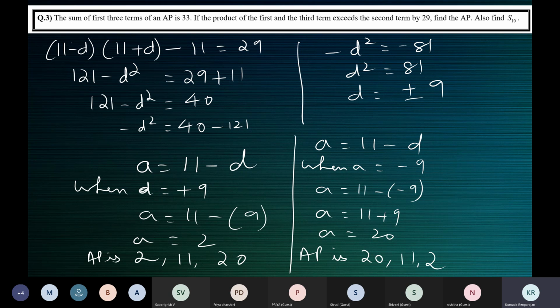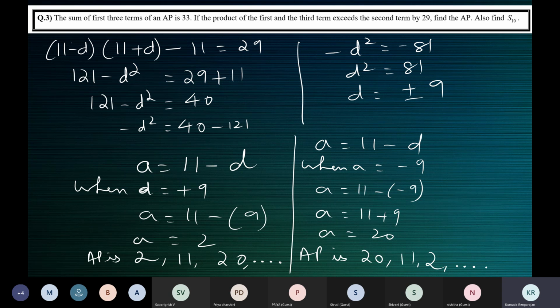Now these are two different APs. They're not the same. I just meant that the numbers are the same. They have different first terms and different common differences, so they are not the same AP. The AP is 2, 11, 20 or 20, 11, 2. So we've answered the first part of the question.